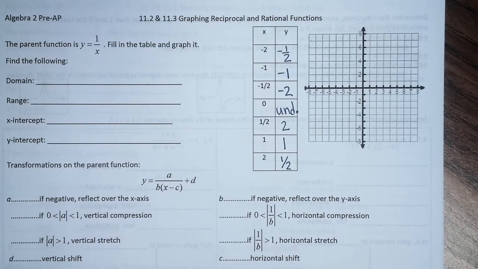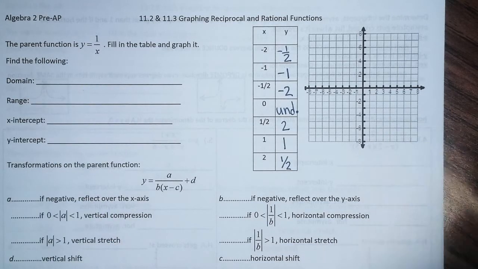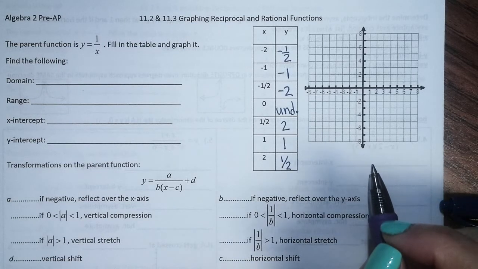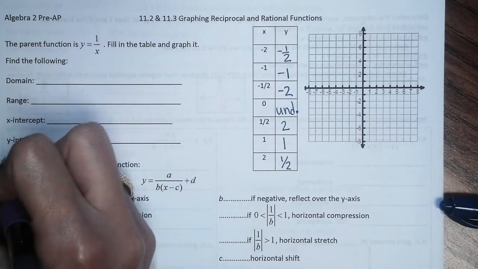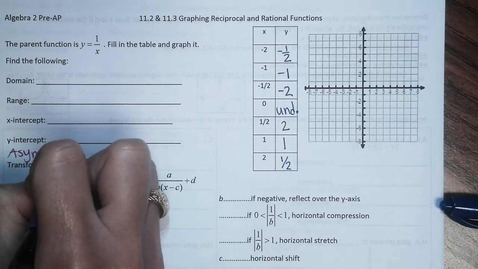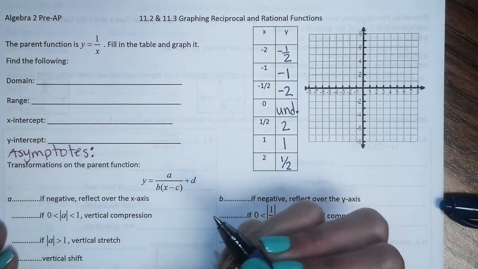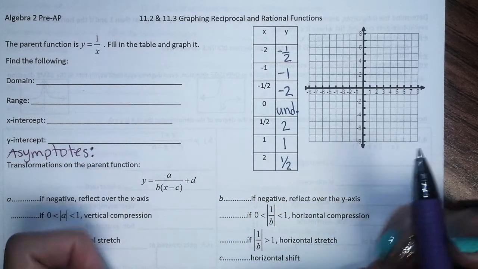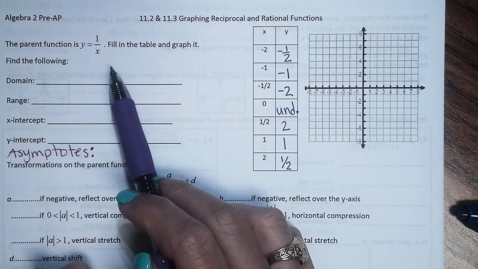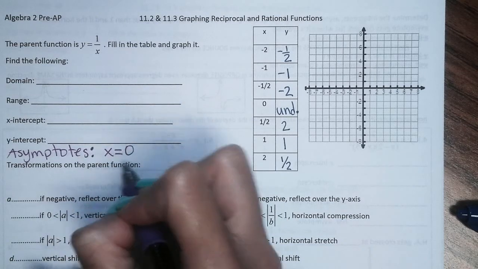So what you need to know about the reciprocal function is that it has asymptotes. So let me graph those asymptotes. Okay, I forgot to put asymptotes here, but let's go ahead and write asymptotes. An asymptote is just a line where your graph approaches that asymptote, but it never crosses it or touches it. So the asymptote for this reciprocal function is that x can't equal 0. So x equals 0 is an asymptote.